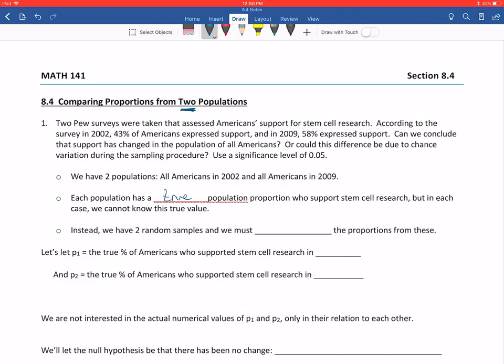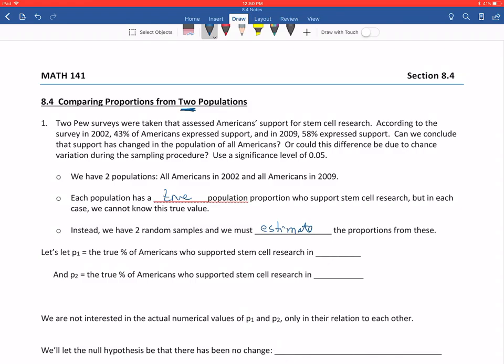Okay, so we have two populations. We have the 2002 and 2009. Each of those populations has a true population proportion who support stem cell research, but in each case, we don't know this true value. So I don't really know how many people for sure in 2002 supported this, and I don't know for sure how many people in 2009 did. The only numbers I know are just the sample numbers. So we have these samples, and we must predict or estimate the true proportions from these samples.